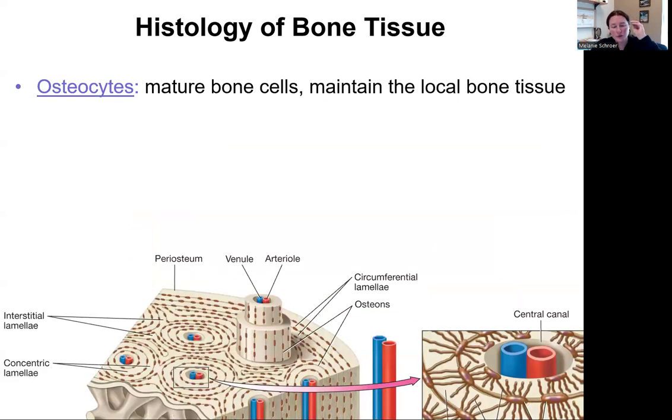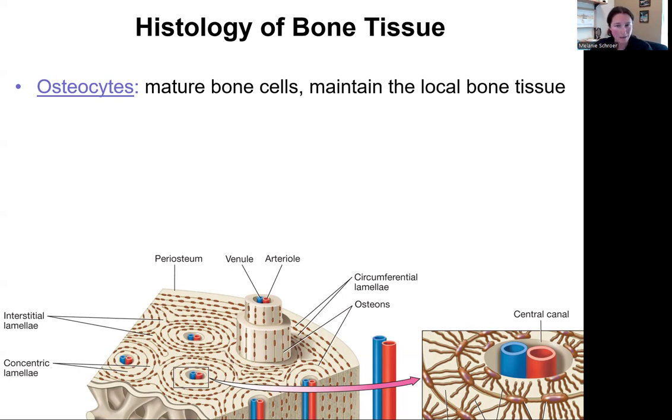If we zoom in to an osteon itself, we see that those lamellae aren't solid, they're not smooth. In fact, those lamellae have little holes within them. And inside those holes are cells called osteocytes. Again, osteo means bone, cyte means cell or mature cell. And so osteocytes are the living component of the bone.